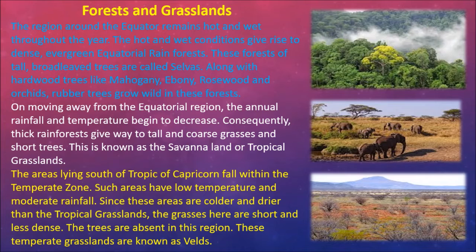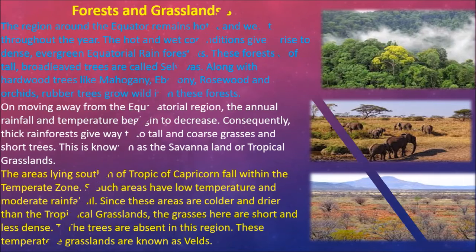The areas lying south of Tropic of Capricorn fall within the temperate zone. Such areas have low temperature and moderate rainfall. Since these areas are colder and drier than the tropical grasslands, the grasses here are short and less dense. Trees are absent in this region. These temperate grasslands are known as velds.